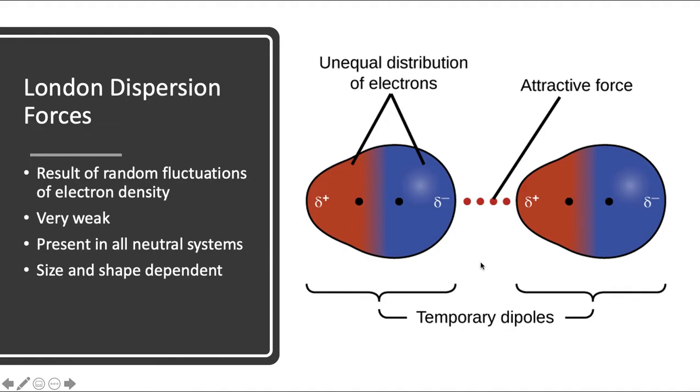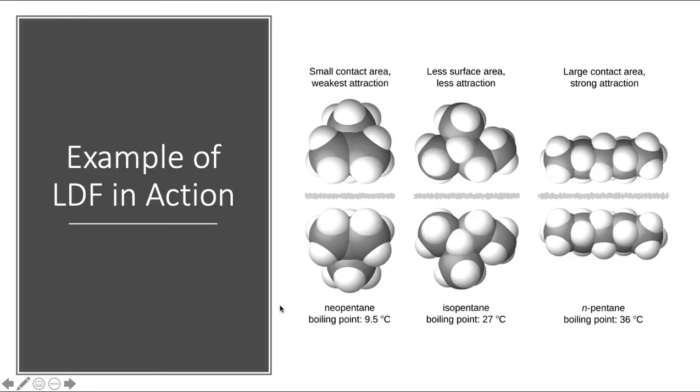You can see that they're very weak. They're very weak because they're a temporary dipole. They do not stay around very long. So they're here, then they're gone, then they're here, then they're gone, et cetera. So they're very weak. Now they depend on the size and the shape of the molecule. So let's look at that.